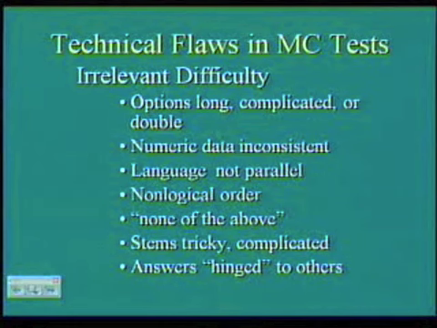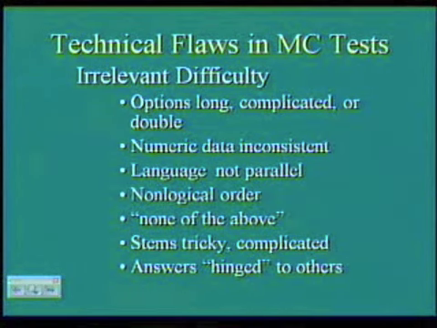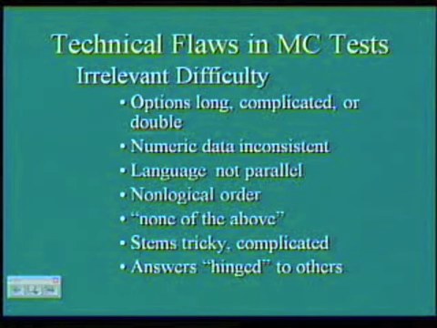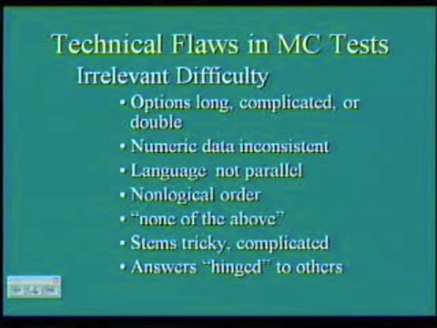The long, complicated double options, numeric data inconsistent. If you've got several options there, and one is in grams and one is in meters, or grams and ounces or something else, they have to spend so much time figuring in the margins trying to convert these things that you're just making it very difficult without really measuring much of any use. Terms in the options are vague. Language in the options is not parallel. Options are in non-logical order.